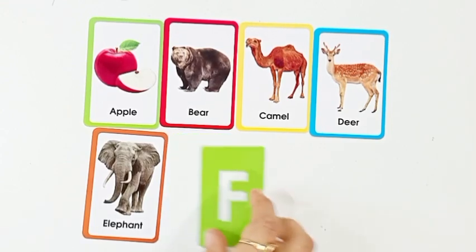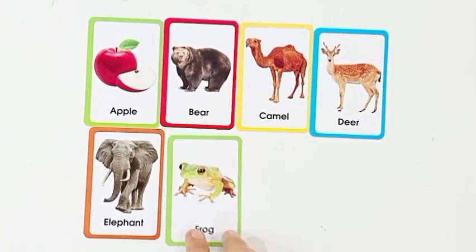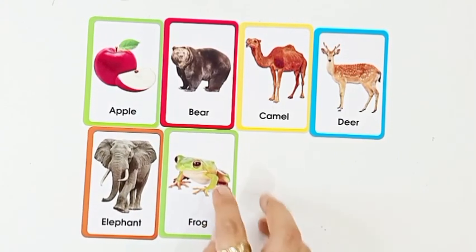This is capital letter F. This is F. F for frog. F-R-O-G, frog. This is frog.